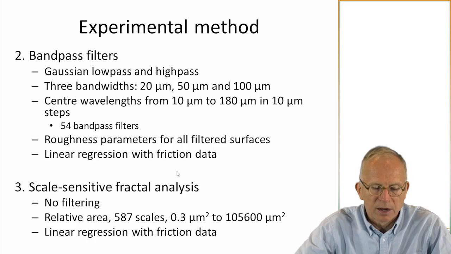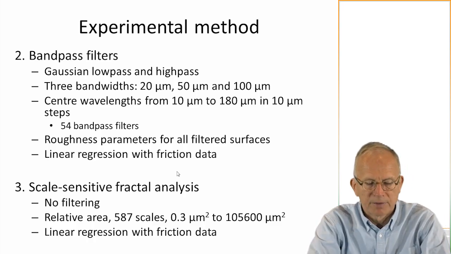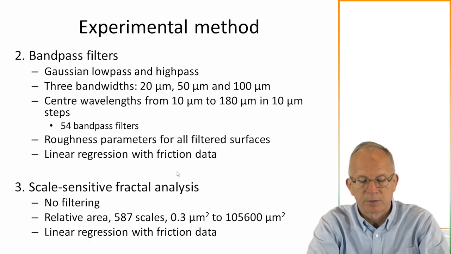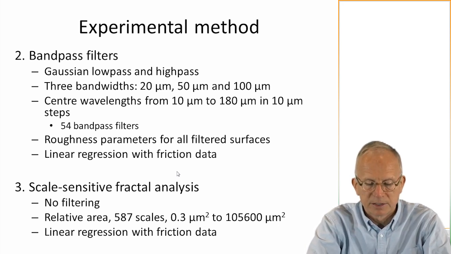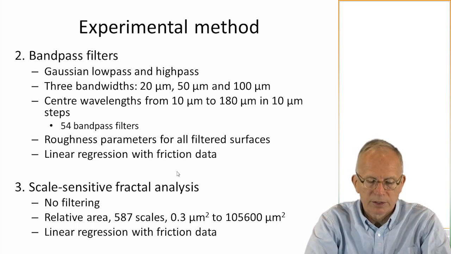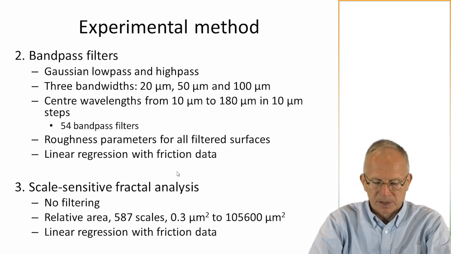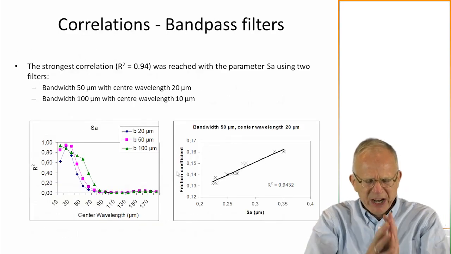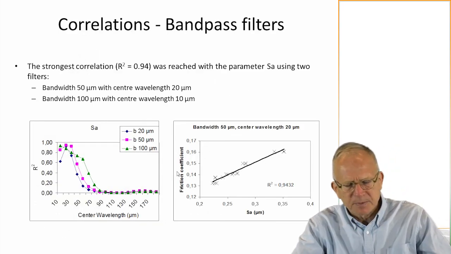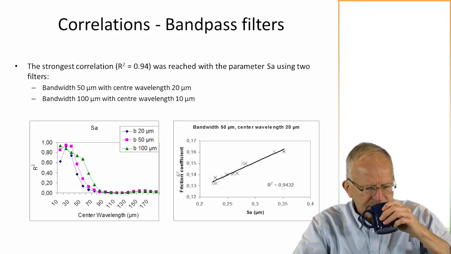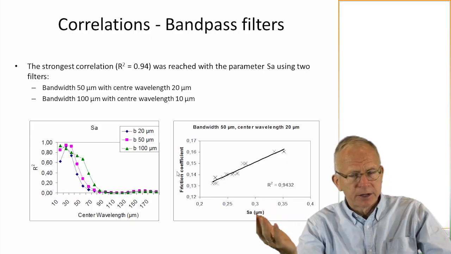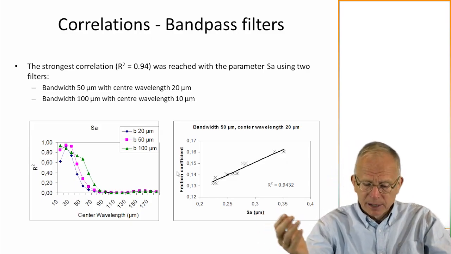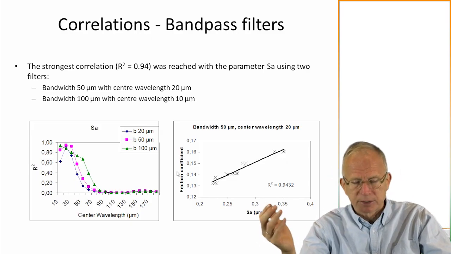By the way, for the fractal area scale analysis that we did and just saw, there was no filtering, and we did more scales, and then the linear regression, as you saw. Now, the amazing thing in this is that whereas with standard conventional filtering, Sa had a very, very poor correlation coefficient. It was down to 0.1 or something.